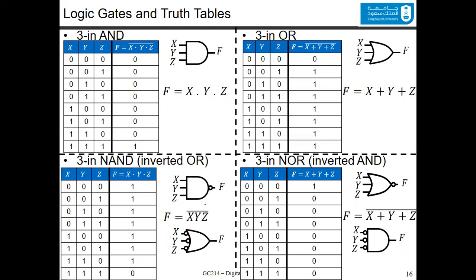So the function of the NAND is X ANDed with Y ANDed with Z, all bar. And you can see here that we omit the AND sample. It's okay to omit the AND sample.